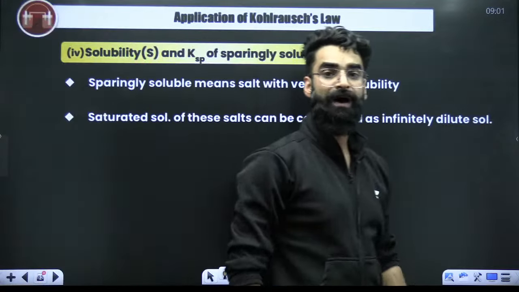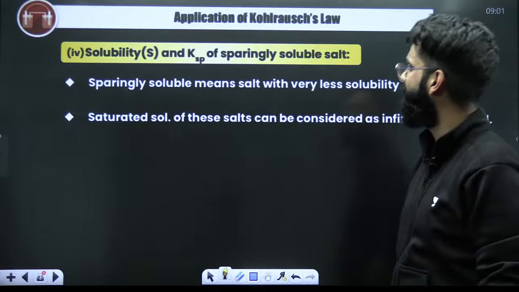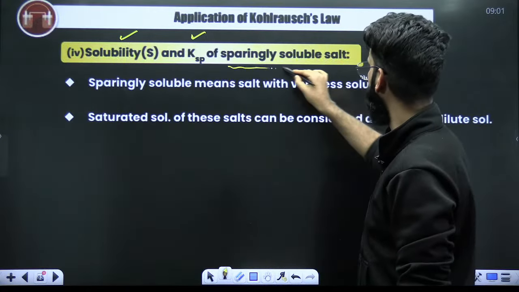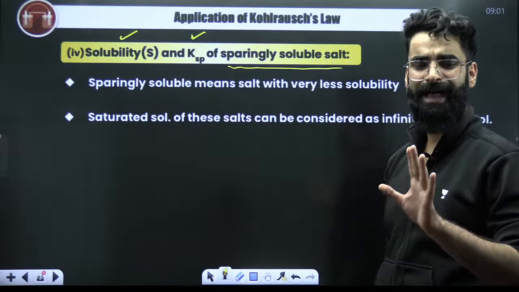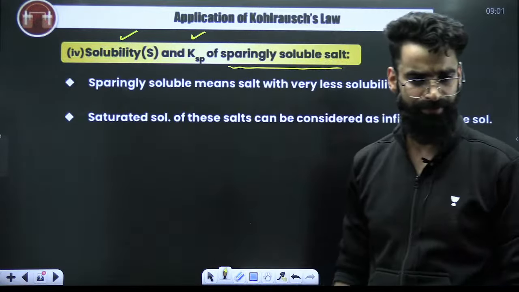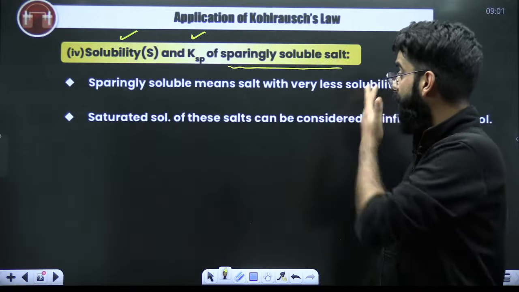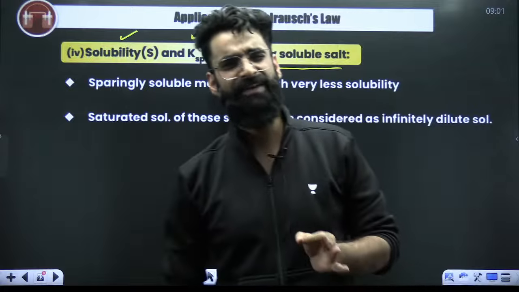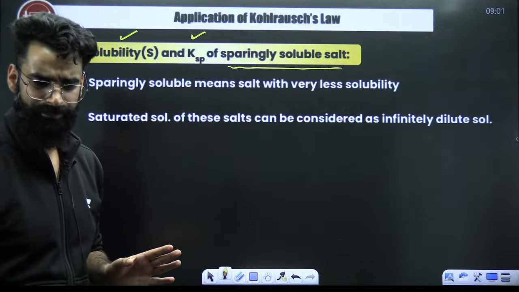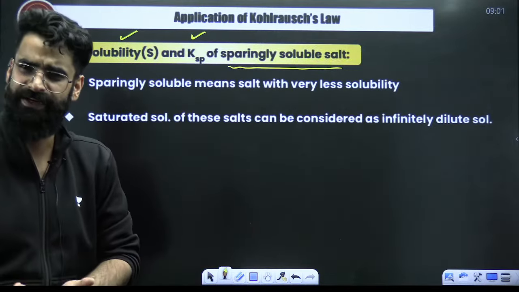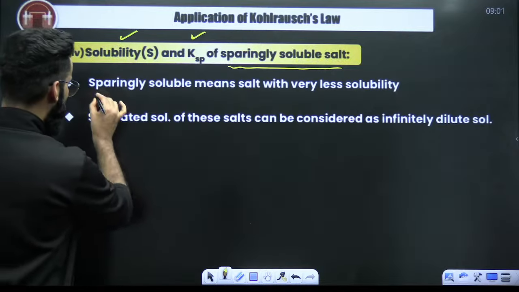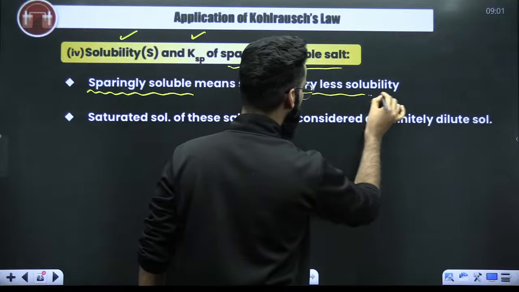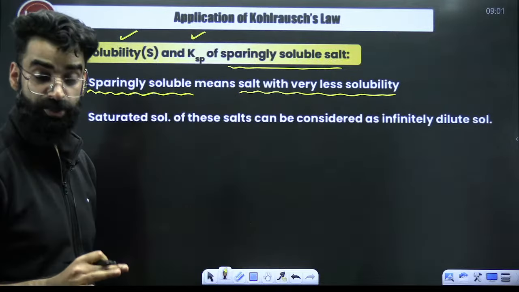The last application of the Kohlrausch law, what is that? That is the calculation of solubility and solubility product for a sparingly soluble salt. I hope you have studied ionic equilibrium, which I did a few days back on this channel. First of all, a sparingly soluble salt is one whose solubility is very, very less. So whenever I talk about a sparingly soluble salt, it means the salt with very less solubility.